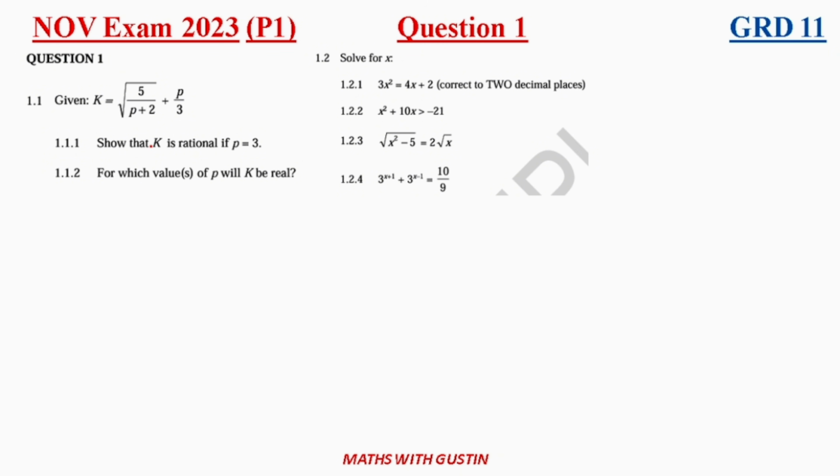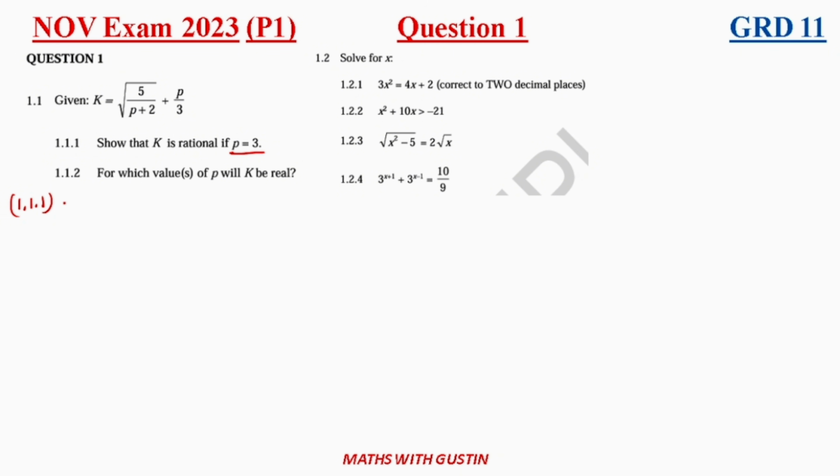All right, let's have a look at question number 1, which was algebra. It is divided into 4 questions, which are 1.1, 1.2, 1.3, and 1.4. Let's have a look at question 1.1, where k is equal to the square root of 5 over p plus 2, plus p over 3. It says we should show that k is rational if p is equal to 3.